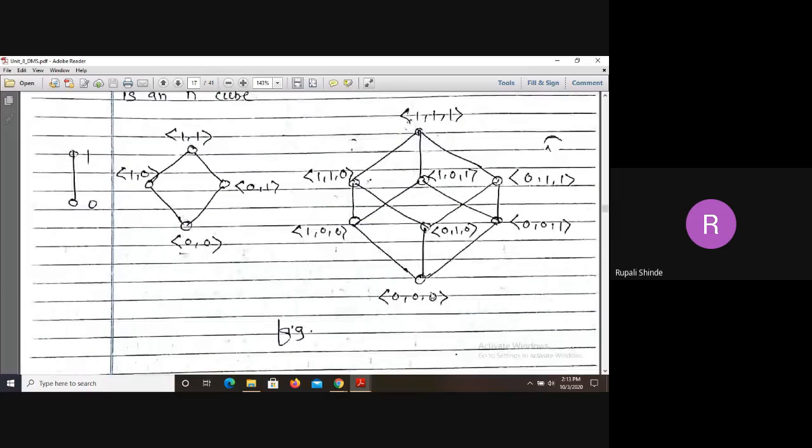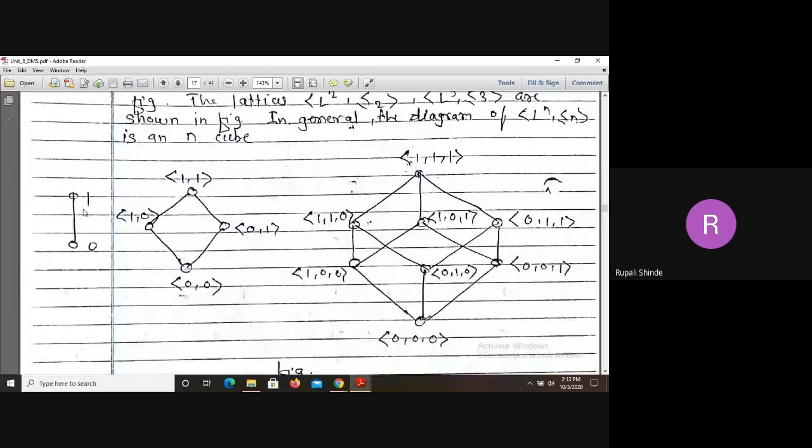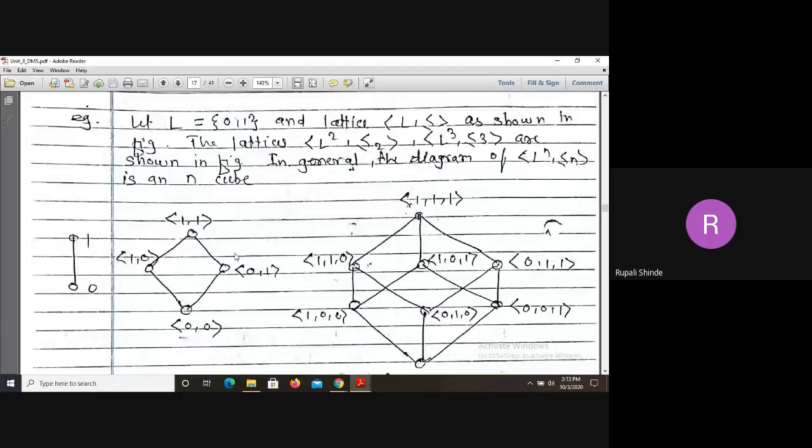And those 8 elements are represented here as 0,0,0; 0,0,1; 0,1,0; 1,0,0; 0,1,1; 1,0,1; 1,1,0; and 1,1,1. So these are the 8 elements we have formed from these 2 elements, 0 and 1. So in this order we can construct larger lattices from smaller ones. This is the advantage of direct product.